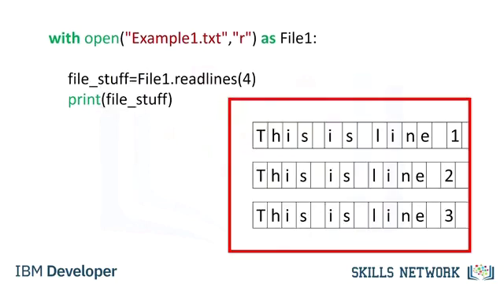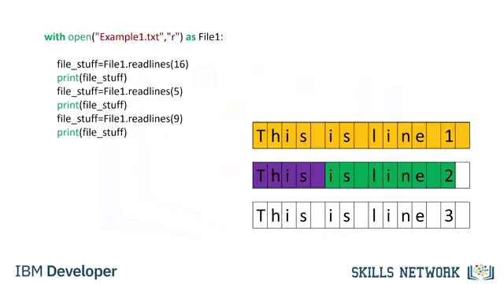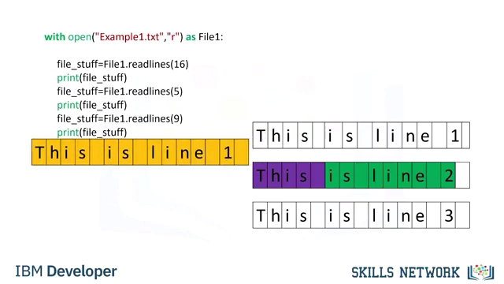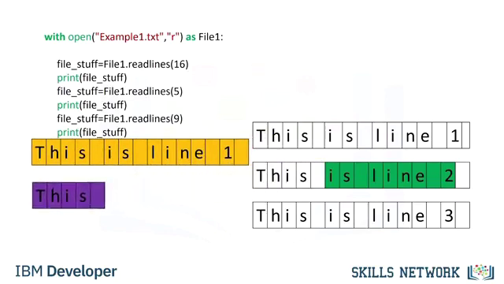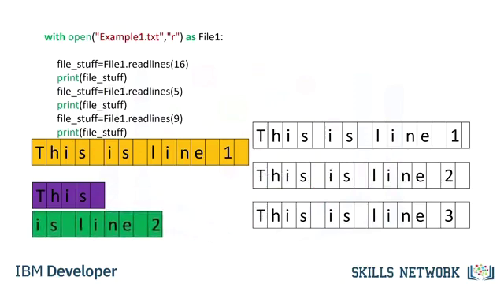Let's represent every character in a string as a grid. We can specify the number of characters we would like to read from a string as an argument to the method readline. When we use a 4 as an argument in the method, we print out the first 4 characters in the file. Each time we call the method, we will progress through the text. If we call the method with the argument 16, the first 16 characters are printed out and then the new line. If we call the method a second time, the next 5 characters are printed out. Finally, if we call the method the last time with the argument 9, the last 9 characters are printed out.